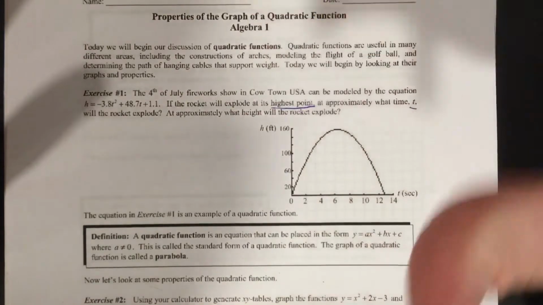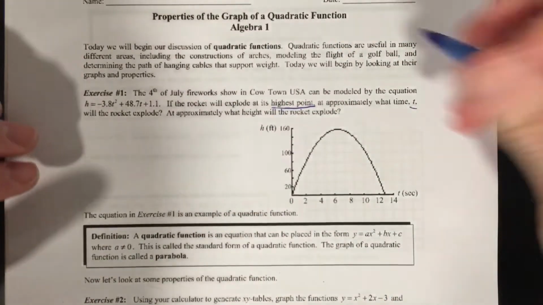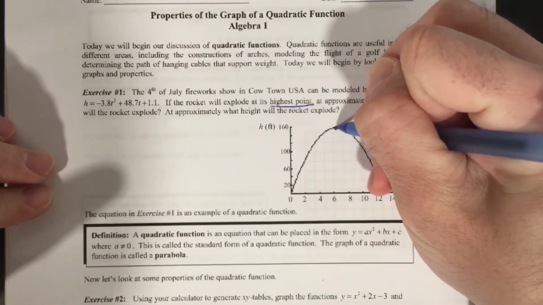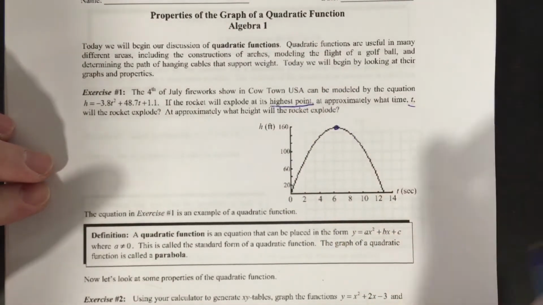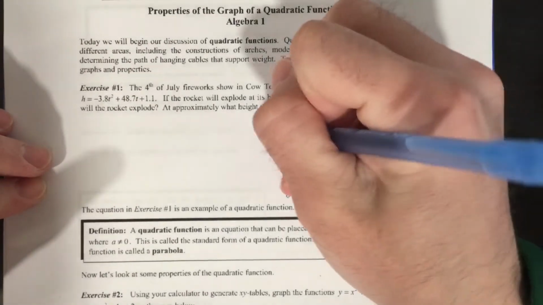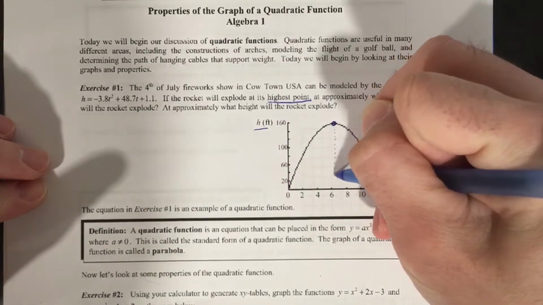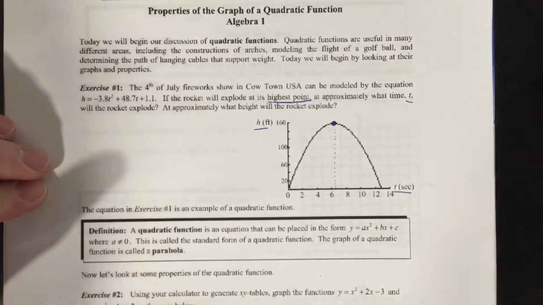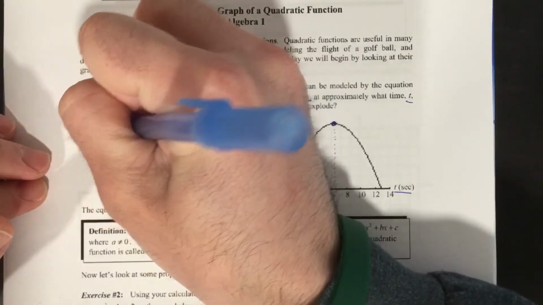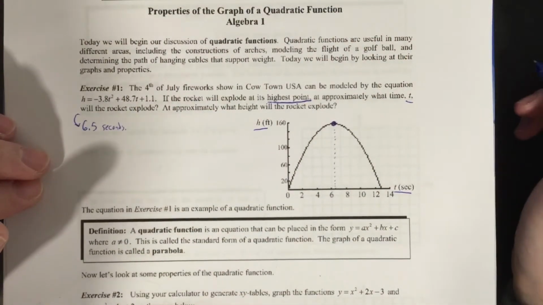Okay, so every time I say pause it, I do want you to pause it and try it on your own, and then we'll go through the answer here. So at its highest point, we have our rocket here. The highest point is right there. We see the x-axis is time in seconds, the y-axis is feet. If we go straight down, we're at about maybe 6.5 seconds. Make sure we're using units here.